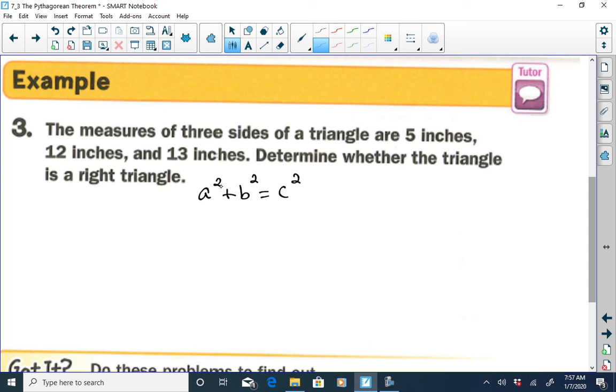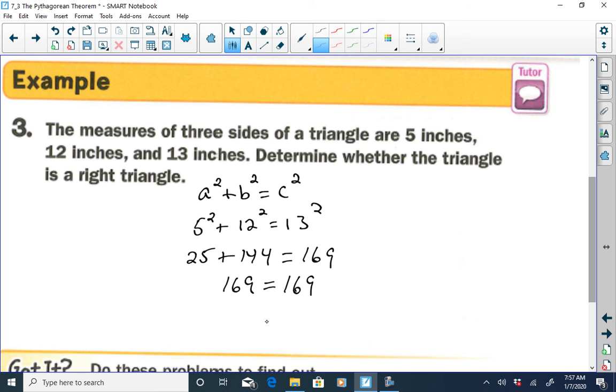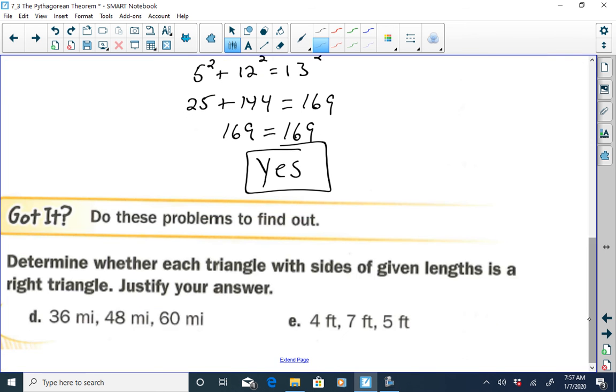So we have to replace a and b with the smaller sides because c has to be the longest side. So is 5 squared plus 12 squared equal to 13 squared? 5 squared is 25, 12 squared is 144. Does that equal 13 squared, which is 169? All right, and the answer is yes, right? 169 is 169, so that means yes. That is a right triangle if the sides are 5 inches, 12 inches, and 13 inches.